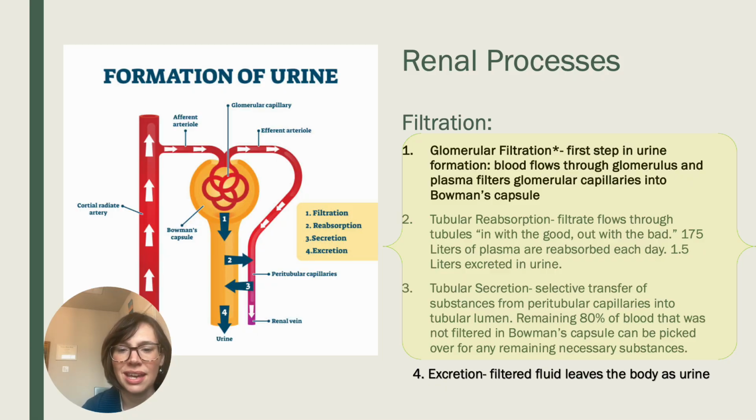And now that we have the anatomy out of the way, let's talk about the renal processes. I have highlighted in yellow here the 3 filtration processes, which are glomerular filtration, which is the first step in urine formation, in which blood flows through the glomerulus and plasma filters from the glomerular capillaries into the Bowman's capsule. The second is tubular reabsorption, in which filtrate flows through tubules. The necessary ions are reabsorbed back into the blood through the membrane into nearby peritubular capillaries.